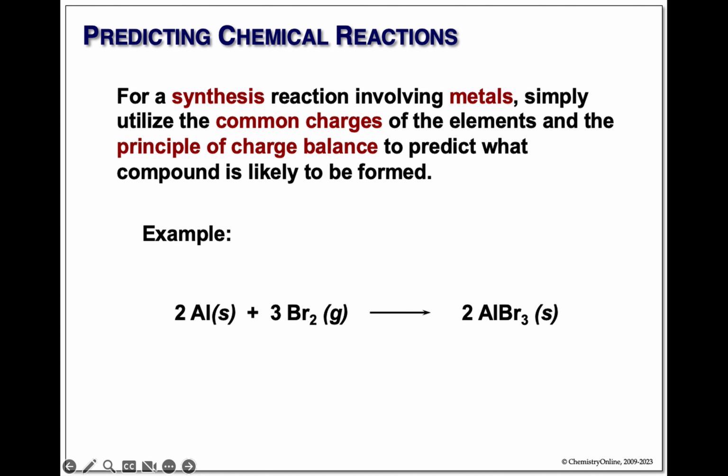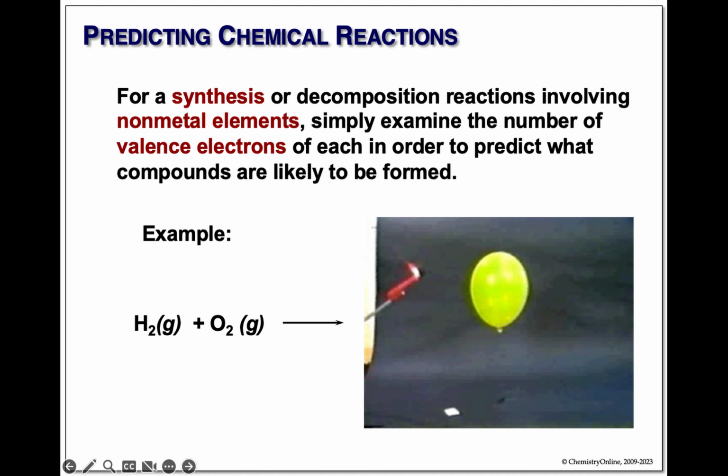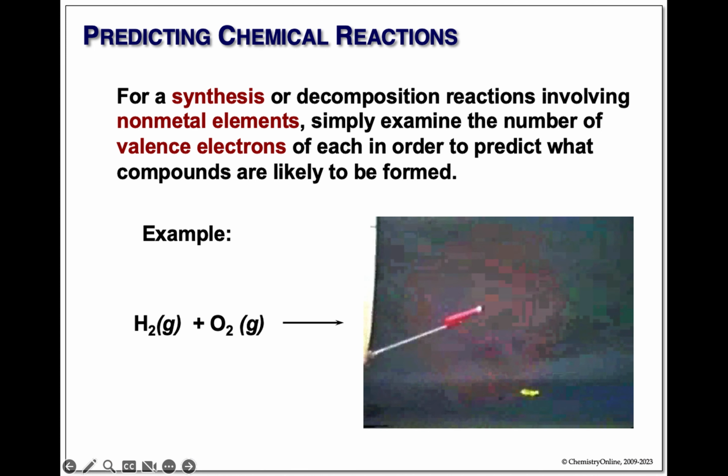All right, let's do another. Here we're dealing with two nonmetals reacting. No metal in the reaction. When you're doing nonmetals, you look to see how many valence electrons you're dealing with, and then put them together in a logical way. This balloon has hydrogen, the room has oxygen. Again, they react so nicely.